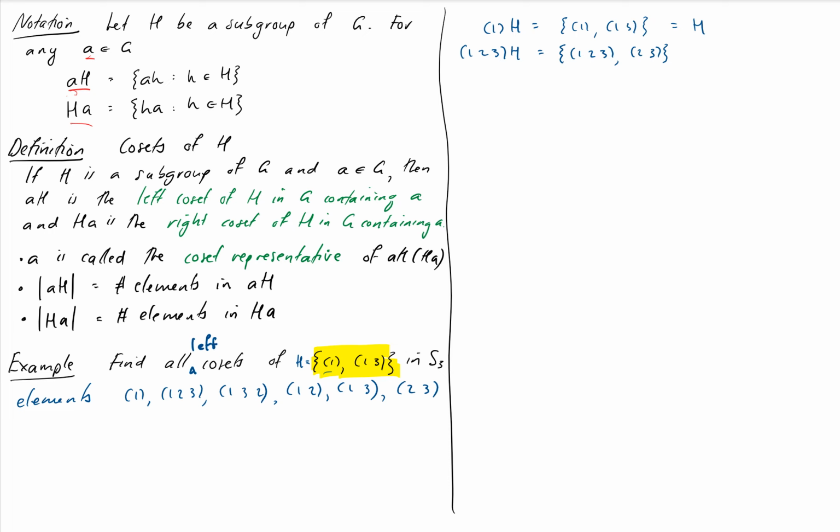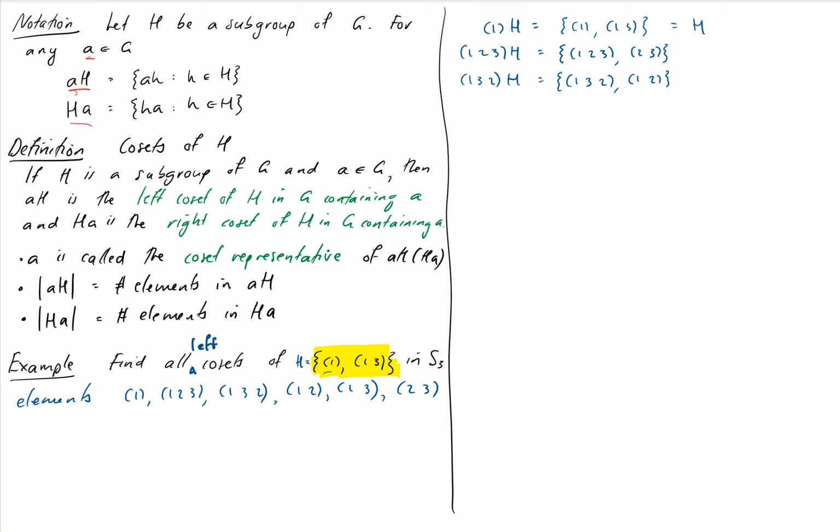All right, I can continue on. So next up is going to be (1 3 2). So let's have a go at that one. (1 3 2) times H. Obviously, every time the first element is going to be just the element itself because it's times the identity. (1 3 2) times (1 3) happens to be (1 2). Again, I encourage you to check this for yourself. And that's what that is.